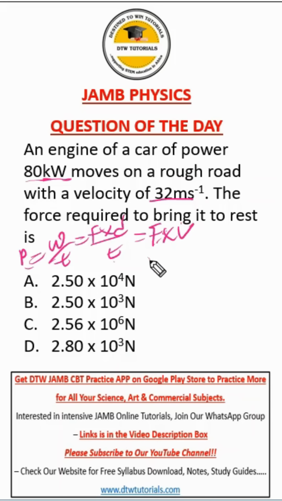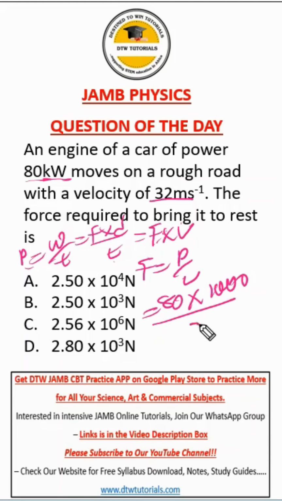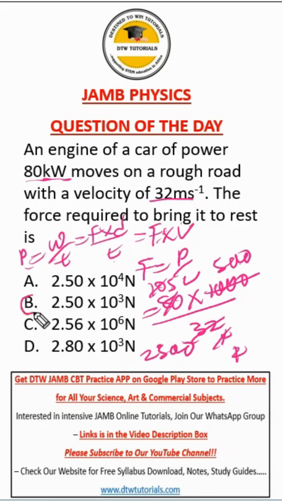So we're looking for force. So force will be equal to P over V. And remember, our P is 80 kilowatts. That's 80 times 1000, over 32, our velocity. Here we can do 8 will go here 4 times, 8 will go here 10 times, 2 will go here 2 times, 2 will go here 5 times, and 2 will go in this 1500 times. And when you do 5 times this, we get 2500. And our right option here is option.